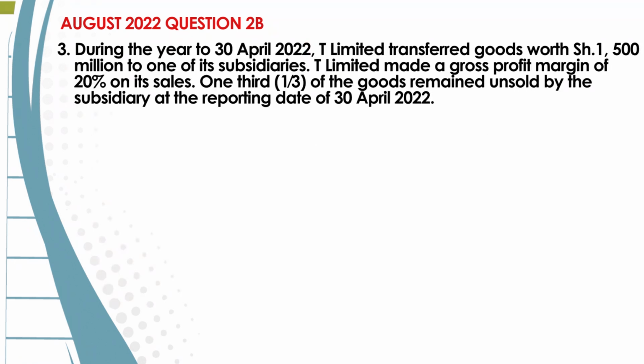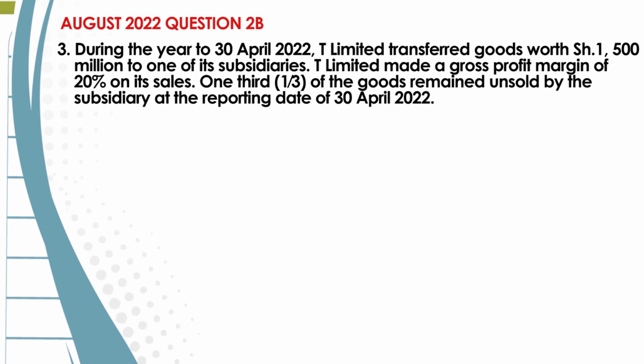Number three, we are told during the year which ended 30th April 2022, T Limited transferred goods worth shillings 1,500 million to one of its subsidiaries. T Limited made a gross profit margin of 20% on its sales. And then you're told a third of these goods remained unsold by the subsidiary at the reporting date of 30th April 2022.